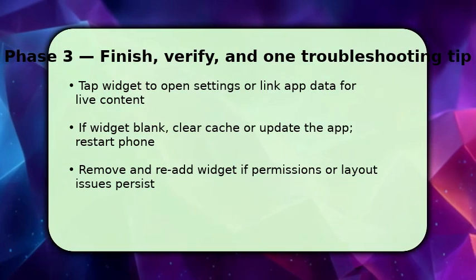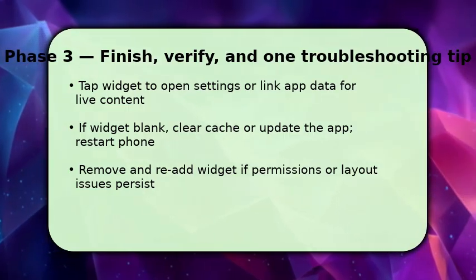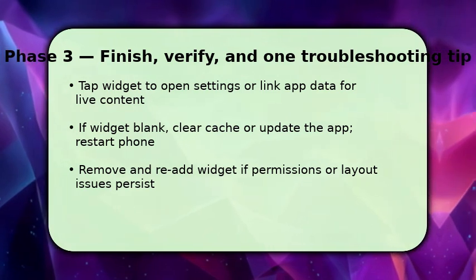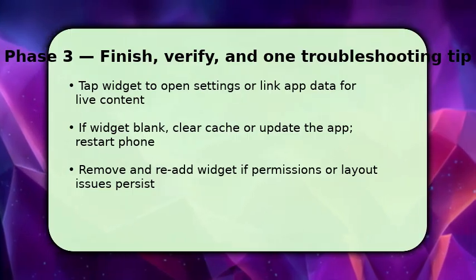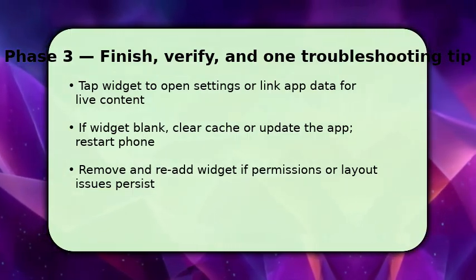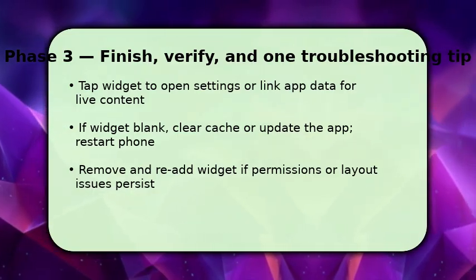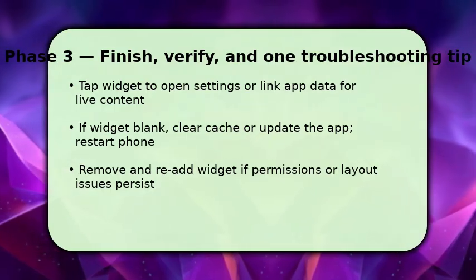You should tap the new widget to configure its settings or connect account data so it displays live content. Many widgets need permissions for contacts, location, or notifications. If the widget is blank or stuck, make sure the app is updated. Clear the app cache and restart the phone. This often resolves syncing and display issues. If it still fails, remove the widget and add it again, and verify app permissions in settings to ensure proper operation.